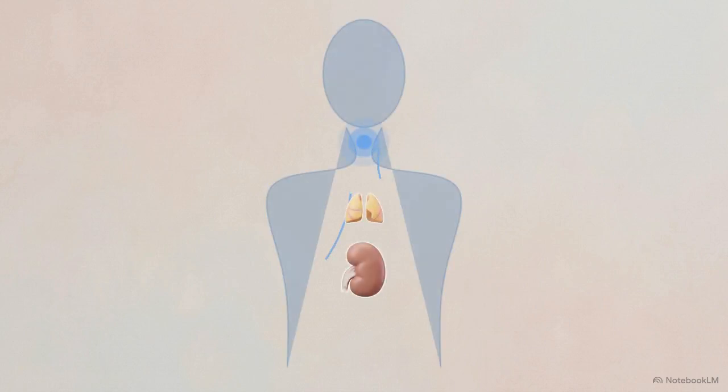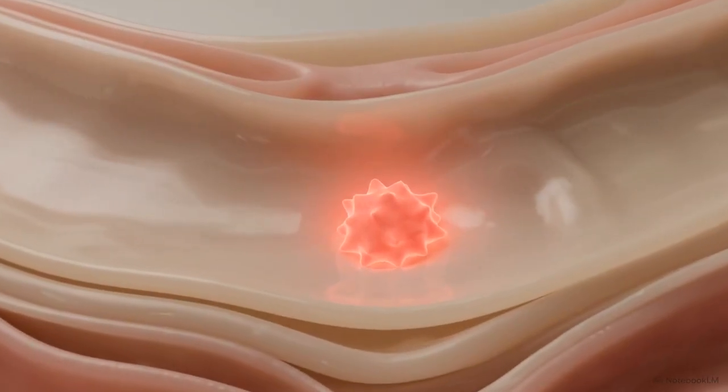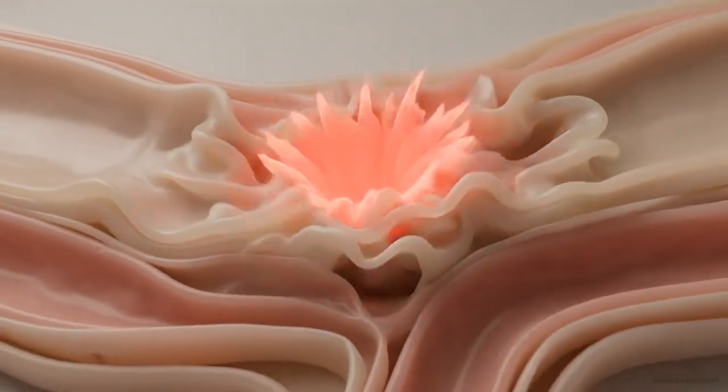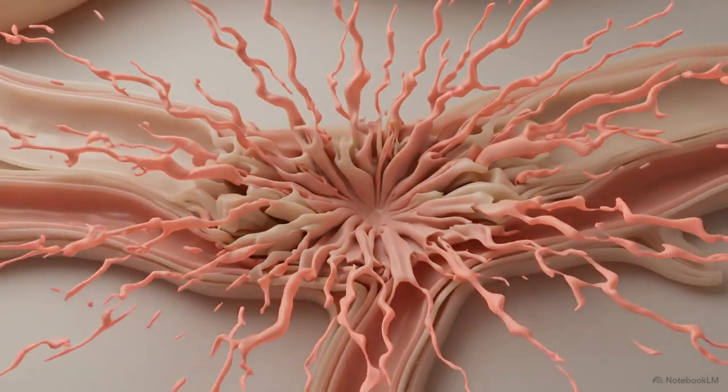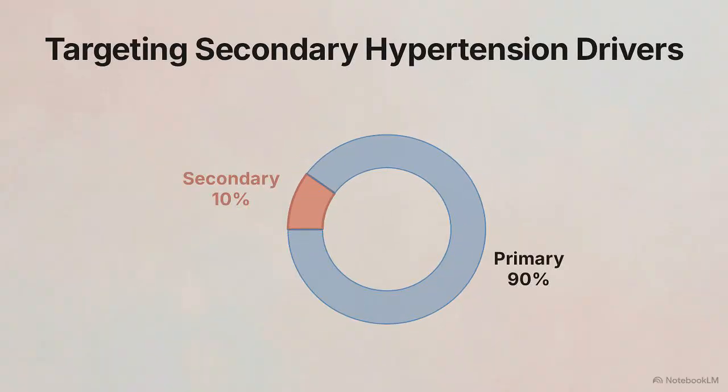Blood pressure is tightly regulated by a network of baroreceptors, hormones, and renal sensors. But a single microscopic disruption in this system can cascade into chaotic pathology, driving blood pressures to dangerous, refractory levels. In 90% of patients, this is essential hypertension.